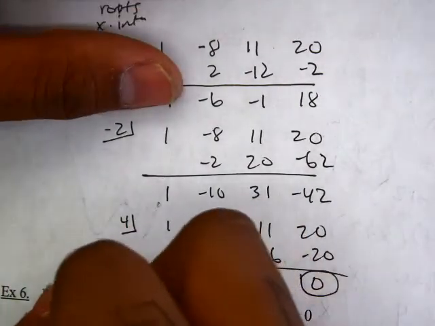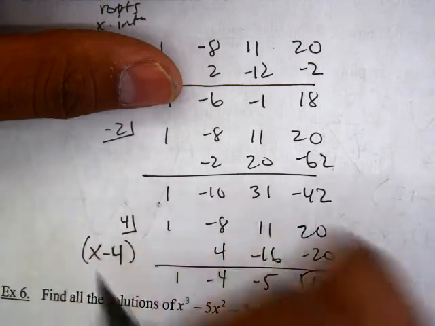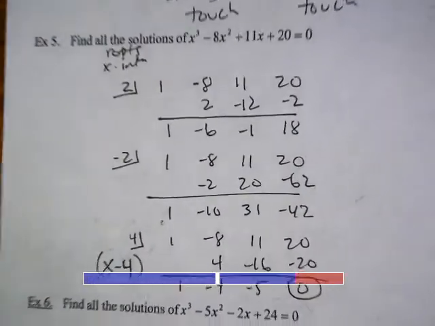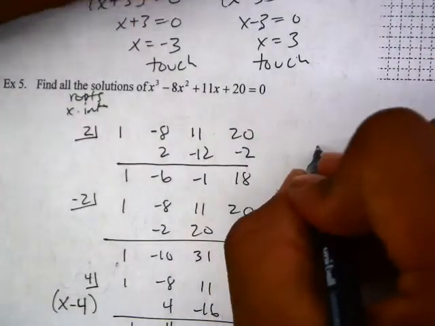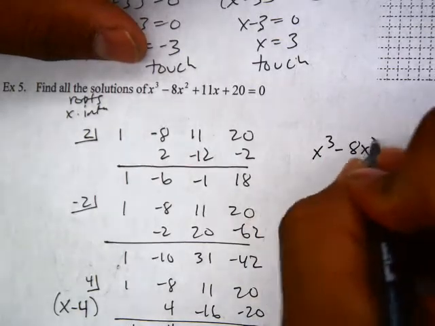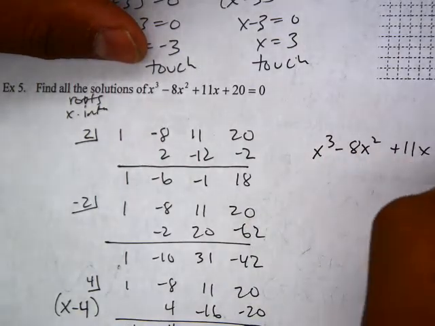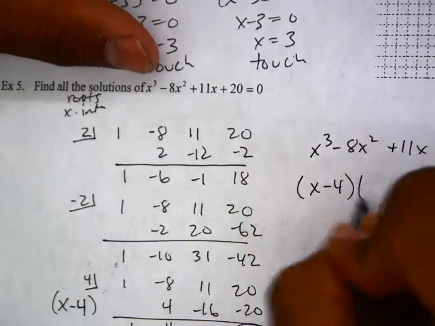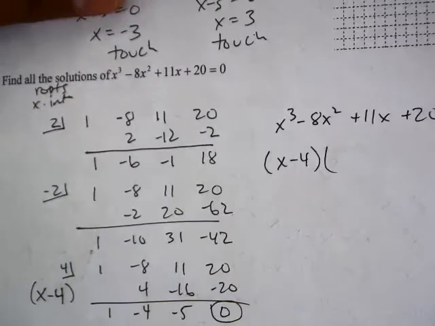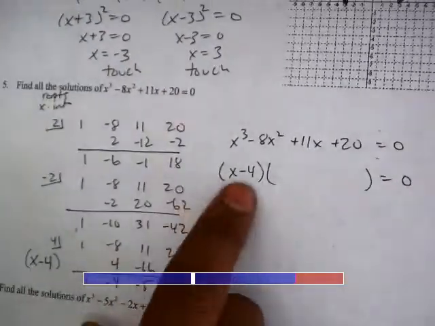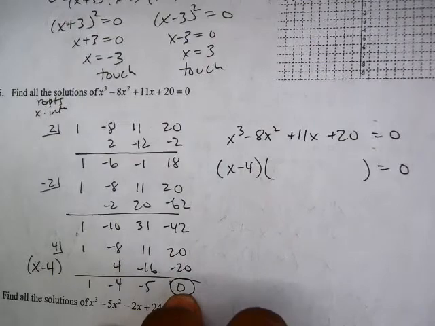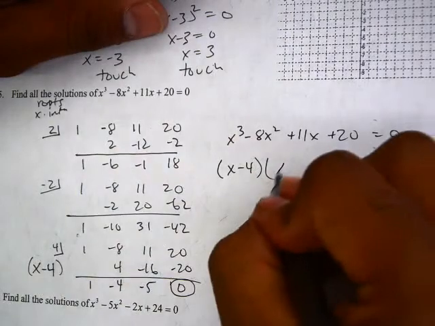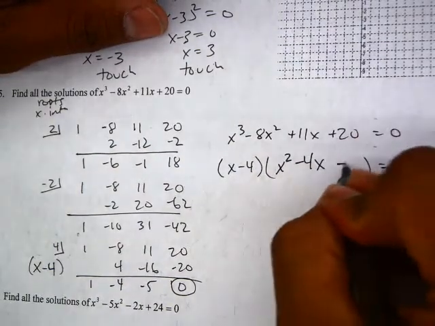That means x minus 4 is my factor. Okay, so back up here. x cubed minus 8x squared plus 11x plus 20. I can factor it as x minus 4 times something. Because we just shown that 4 divides it through evenly. That something is your answer from here. So the answer here is x squared minus 4x minus 5.